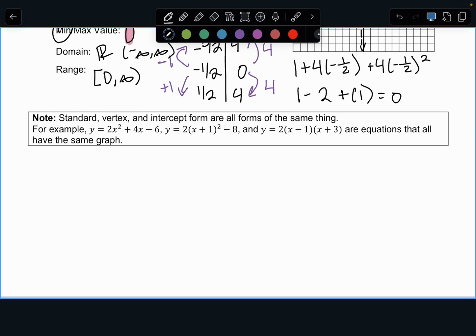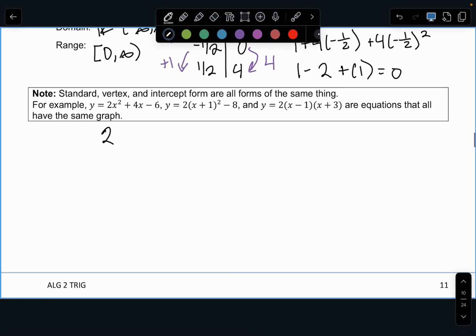For example, if I wanted to convert this intercept form, minus 1, plus 3. If I wanted to convert this back into standard form, what would I do? How do I get rid of these parentheses? We would FOIL, yeah, distribute and FOIL. If we FOILed, it would bring us right back here. Same thing here. I would FOIL it, and it would bring me right back here. So you know how to go from intercept and vertex to standard. You FOIL. To go the other way, we'll talk about that next week.